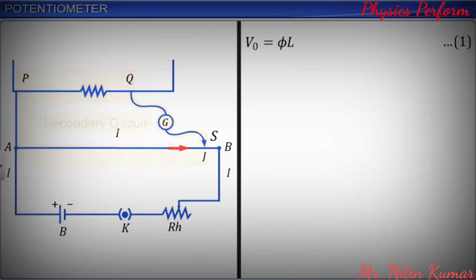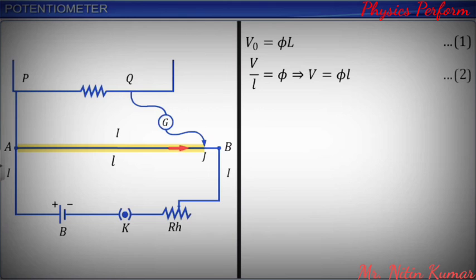If L is the length of the potentiometer wire between points A and S, and V is the potential drop across the resistor, then the potential drop across AS is also V. The length L is referred to as the balancing length of the potentiometer wire. The ratio V to L is phi, and hence V is equal to phi L. Let this be equation 2.